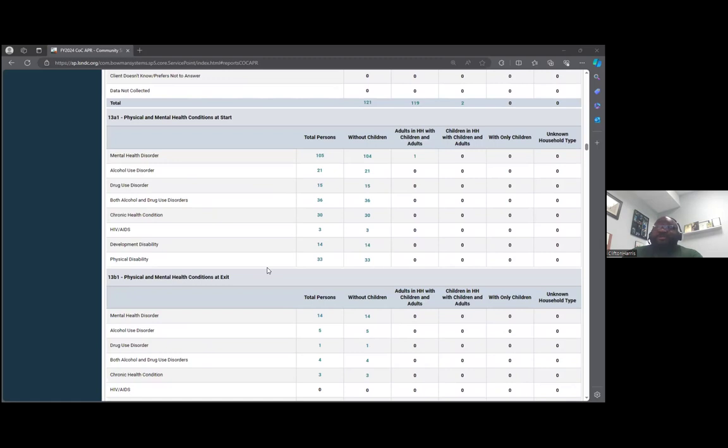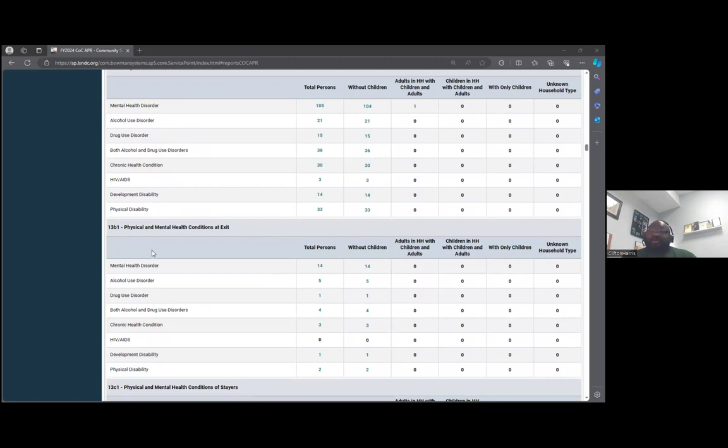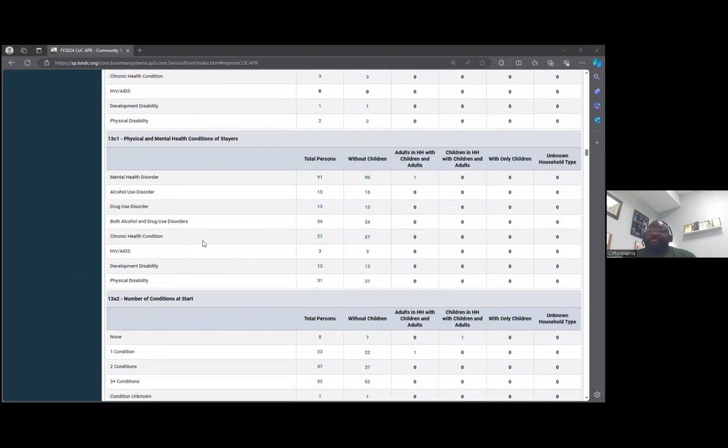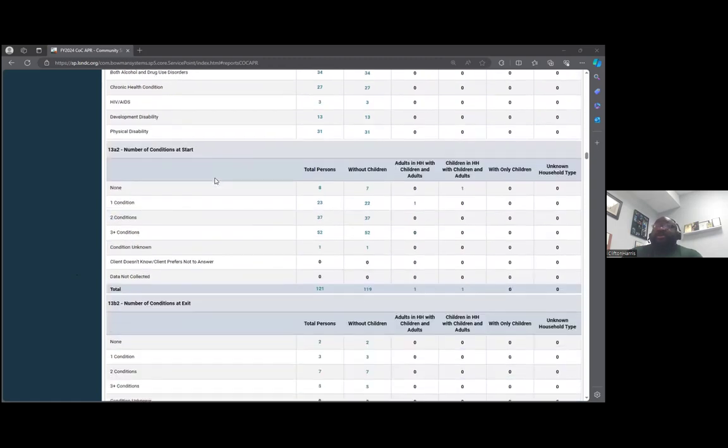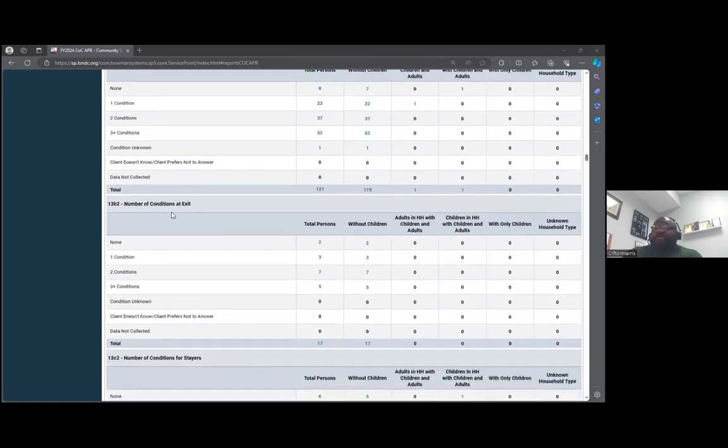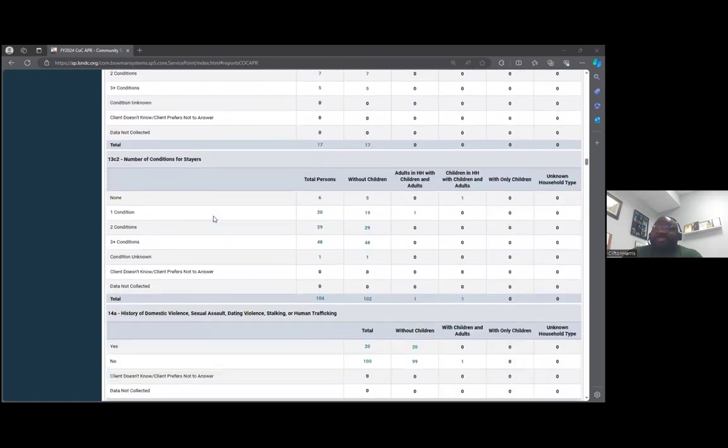Question 13 is physical and mental health conditions at start of the program. 13B1 is physical and mental health conditions at exit. 13C1 is the physical and mental health conditions of the stayers in the program. And 13A2 is the number of conditions at start of the program, so if you have more than one condition. And 13B2 is the number of conditions at exit. 13C2 is the number of conditions for stayers in the program. So how many people are in the program and what number of conditions they have.